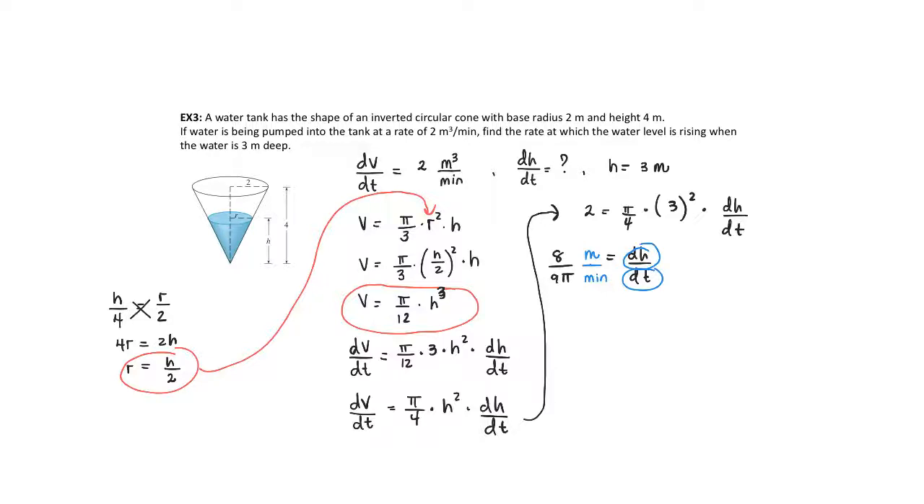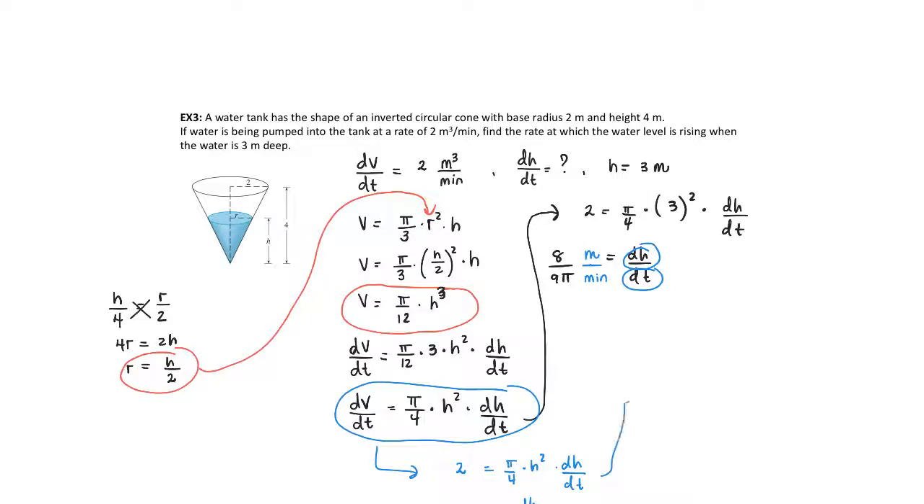This is practically the end of the problem, right? All that we needed to do is to find the rate of change of the height with respect to time. There's something very interesting that I want you to notice. I want to take you back to this step right here. I'm going to go ahead and substitute dV by dt. We know that this is not changing. This is 2 equals pi over 4 times h squared times dh by dt. And I am going to isolate dh by dt.